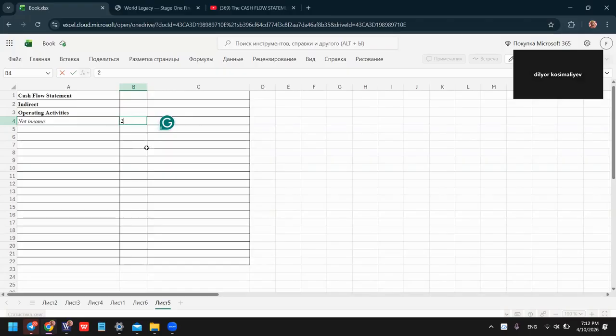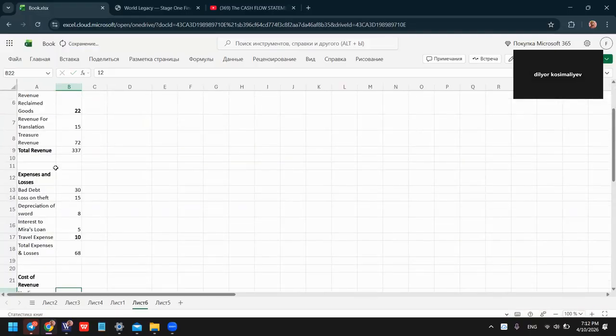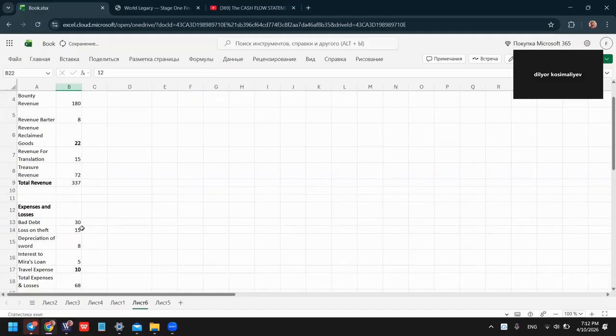So based on our income statement, as we can see, our net income is 237. Here is our explanation. Well, mostly my explanation will be verbal, so I guess this will be blank, but let's just continue. First things first, we go to the expenses and losses.